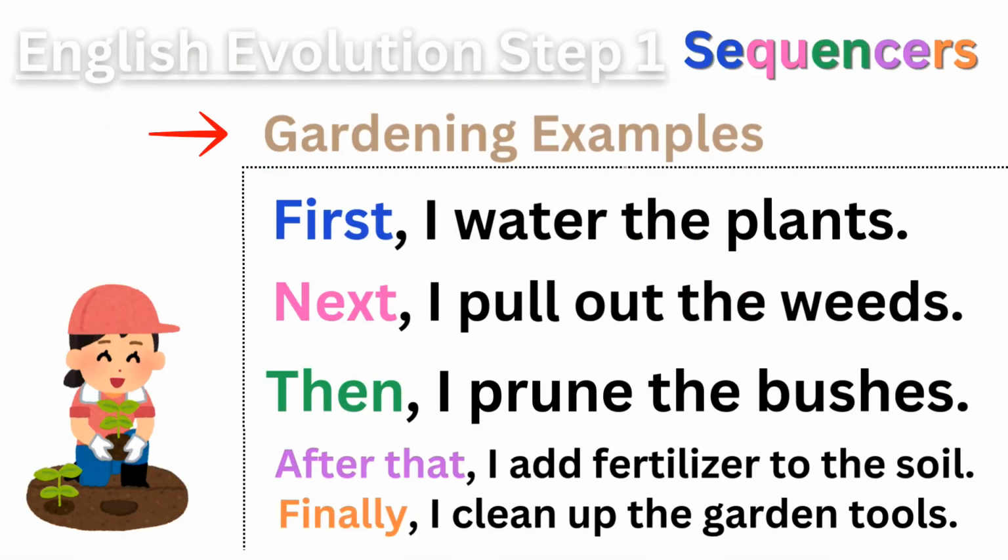Gardening examples. First, I water the plants. Next, I pull out the weeds. Then, I prune the bushes. After that, I add fertilizer to the soil. Finally, I clean up the garden tools.